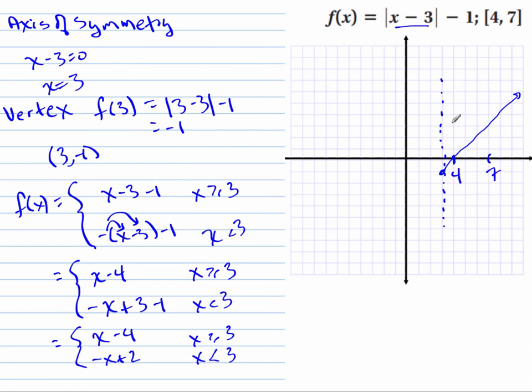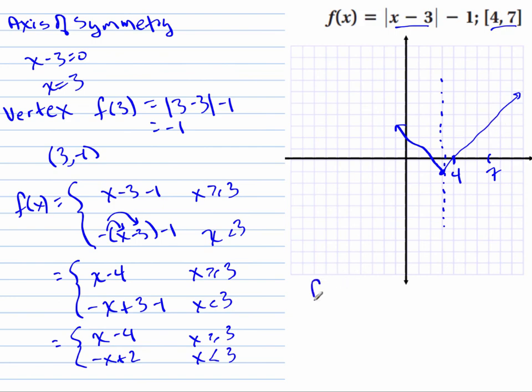So I see that while I have a beautiful absolute value function here, I'm not interested in the negative branch. I only want the positive branch. So the minimum is going to occur at x equals 4, and the maximum is going to occur at x equals 7 because it's only increasing.